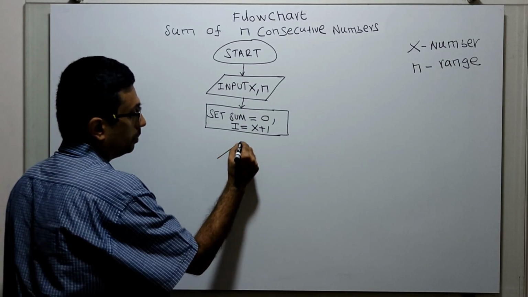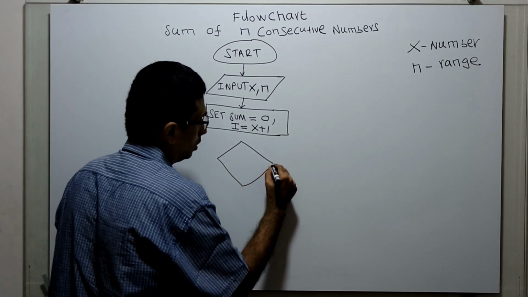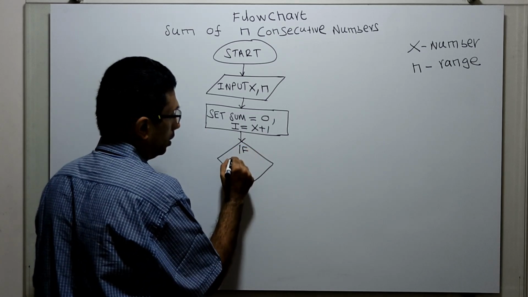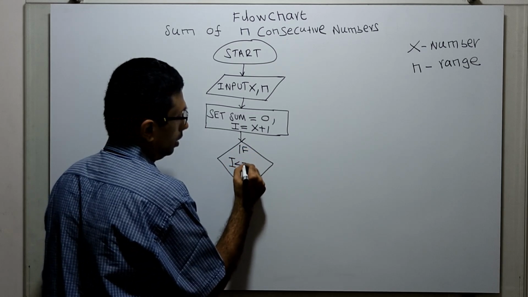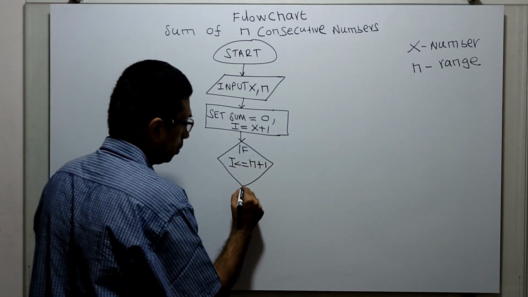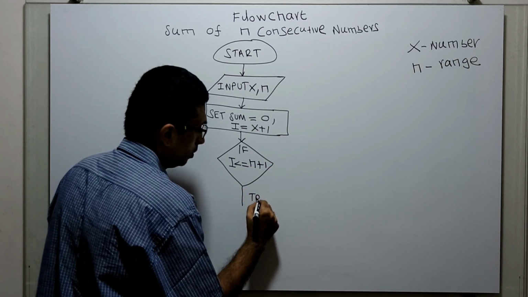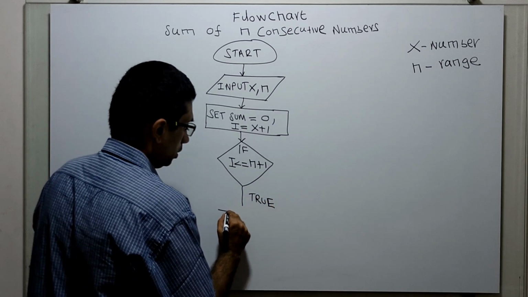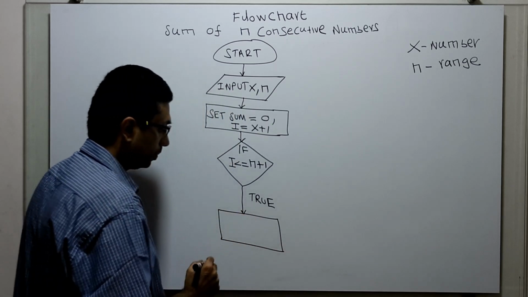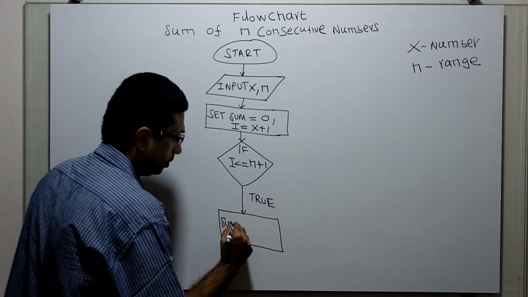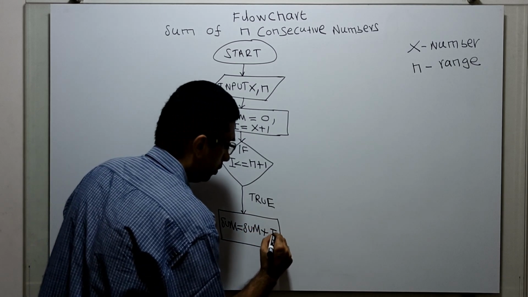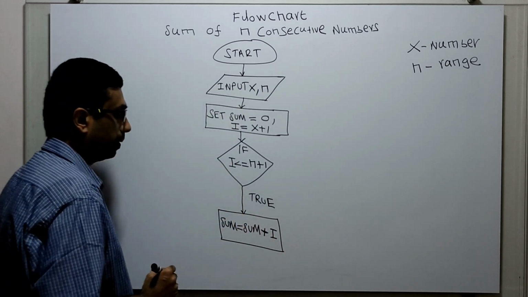Next, I am checking if I less than or equal to n plus 1. If it is true, I am adding: sum equal to the existing value of sum plus the value of I.